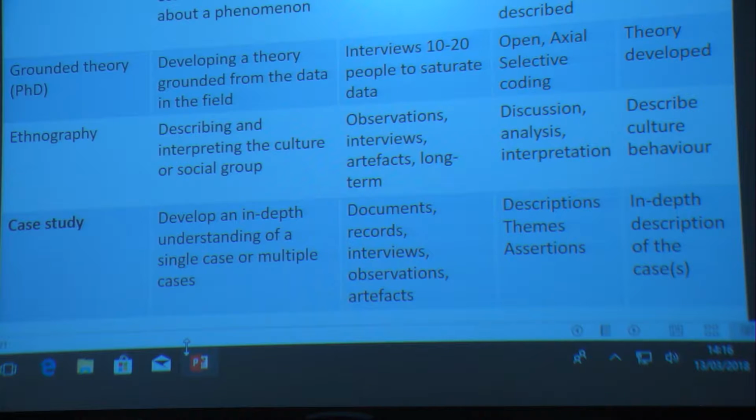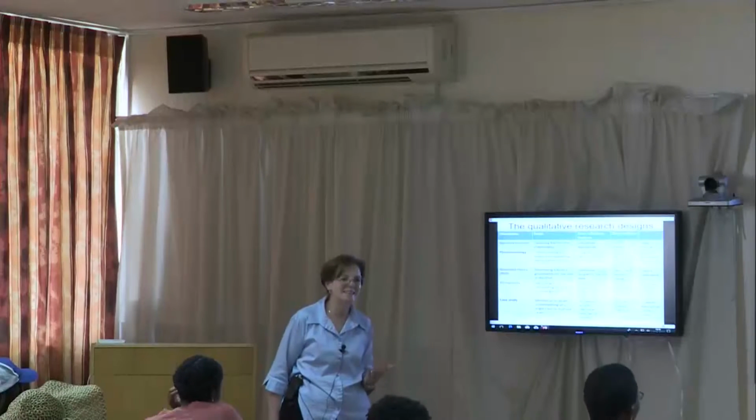What does the word artifacts mean? What is an artifact? No, I'm asking all the difficult questions today. You think you know it, but when you need to start defining, it's difficult.